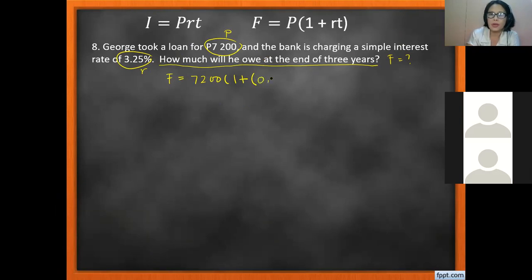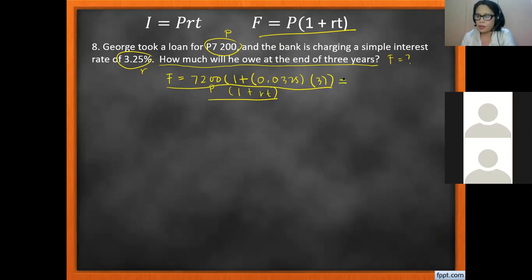So this is 0.0325 times 3 years. Okay. So this is the P times quantity 1 plus RT. So we use this formula. So this is how we substitute the given in the formula and write your final answer. So using your calculator, we have 0.0325 and this is for 3 years. So at the end of the period, George will pay a total of 7,902 from his loan of 7,200. Okay?